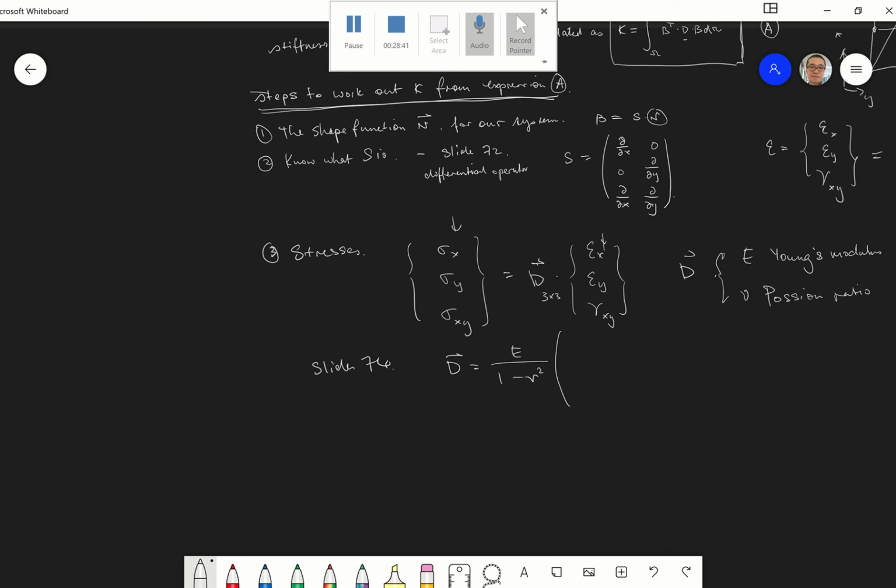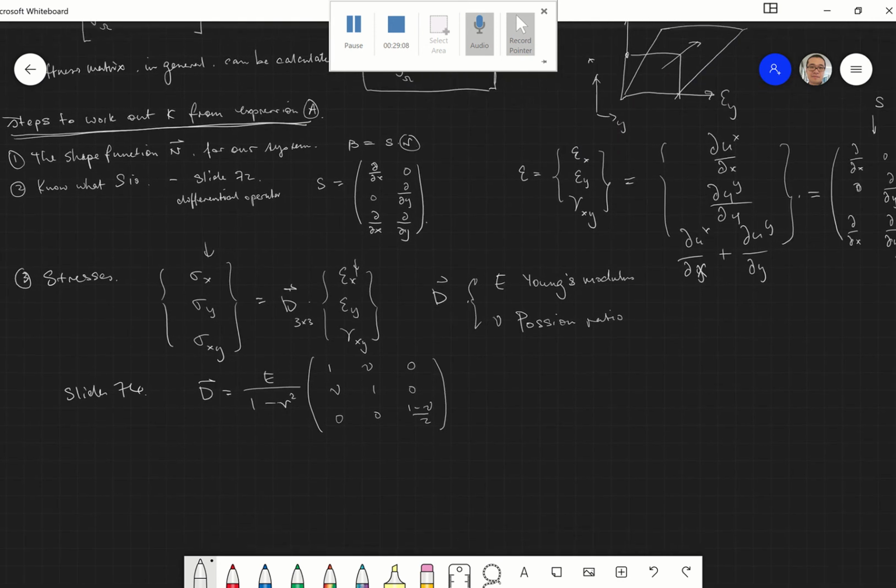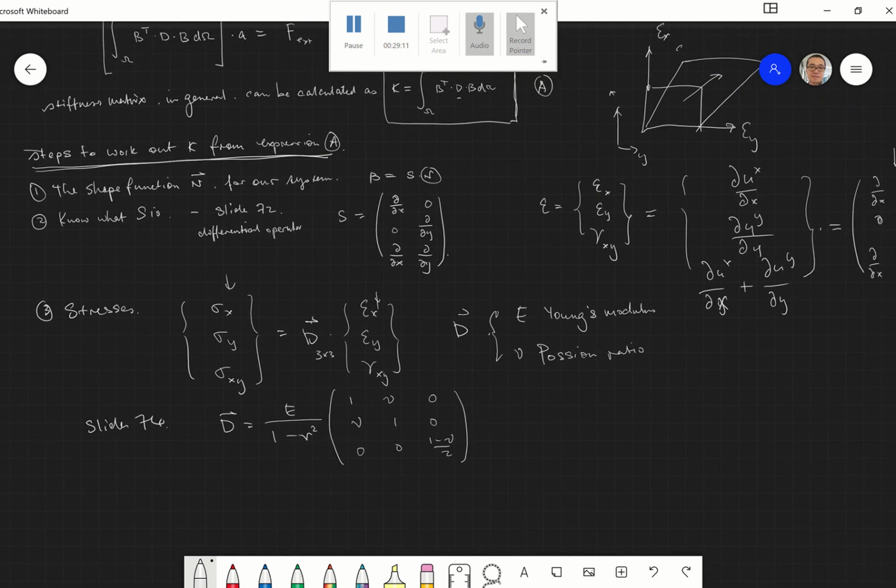So in this case, it looks like this: 1, mu, 0; mu, 1, 0; 0, 0, (1 minus mu) over 2. Right, this is based on the mechanics of the material, okay, which we're not going into too much detail on how to derive.